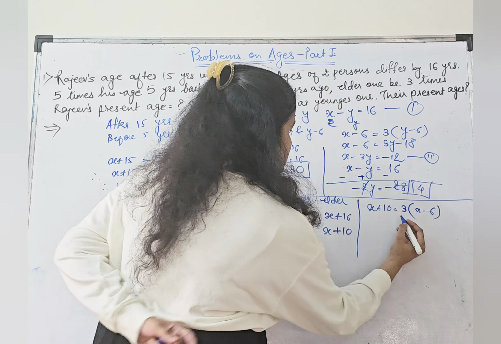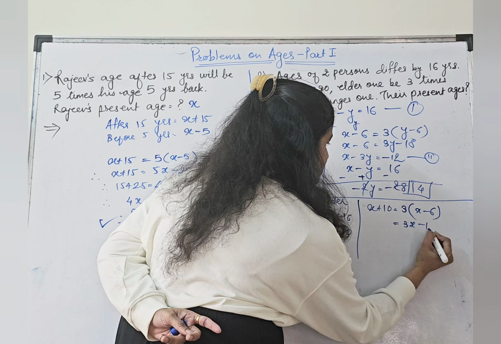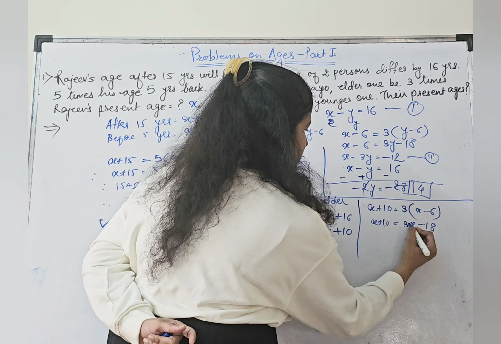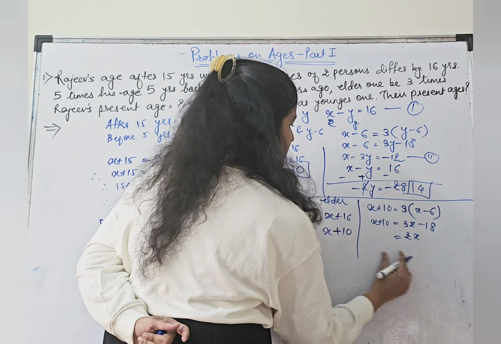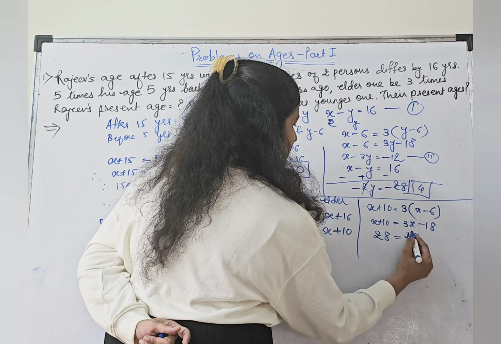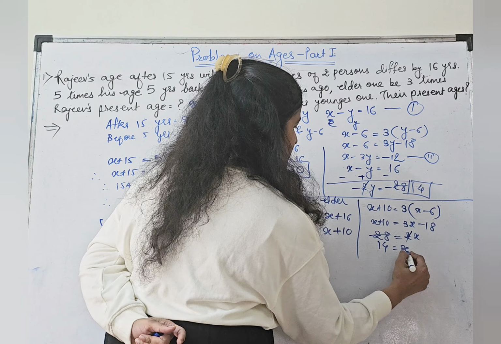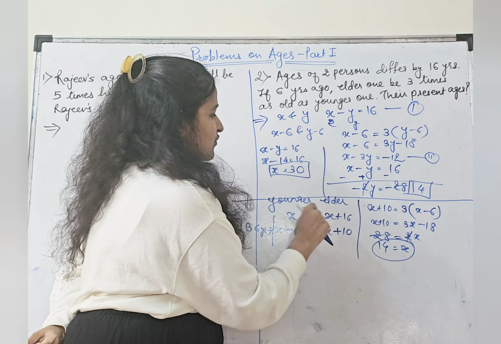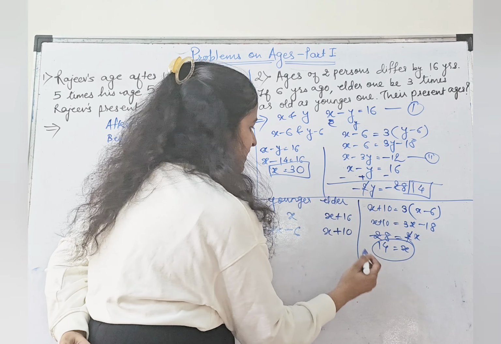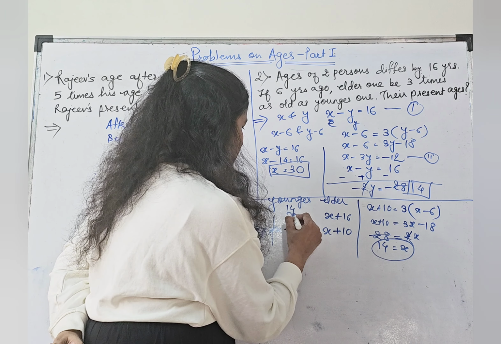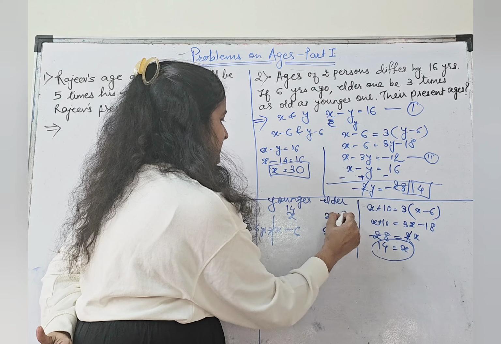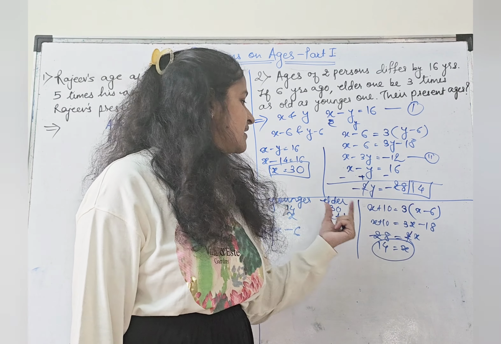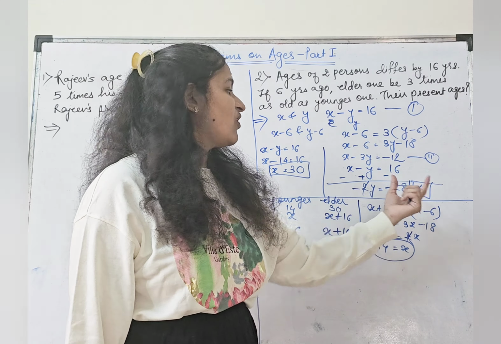Correct? Now x plus 10 equals to 3x minus 18. Correct? So now if you take this x here, this will give me 2x, minus 18 will come here, this will give me 28, 2 1s are 2, 2 4s are 8. So x gives me 14. So who is x? Younger one, right? Then what is the value of elder one? X plus 16. Simple. So if x is 14, then elder one is going to be 14 plus 16, which gives you 30. Okay. So again the same answer, 14 and 30. Correct? These are two ages of the two persons.